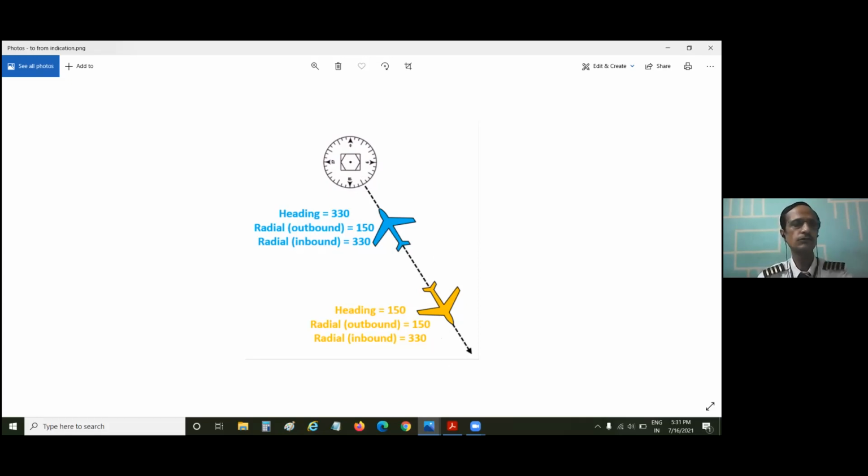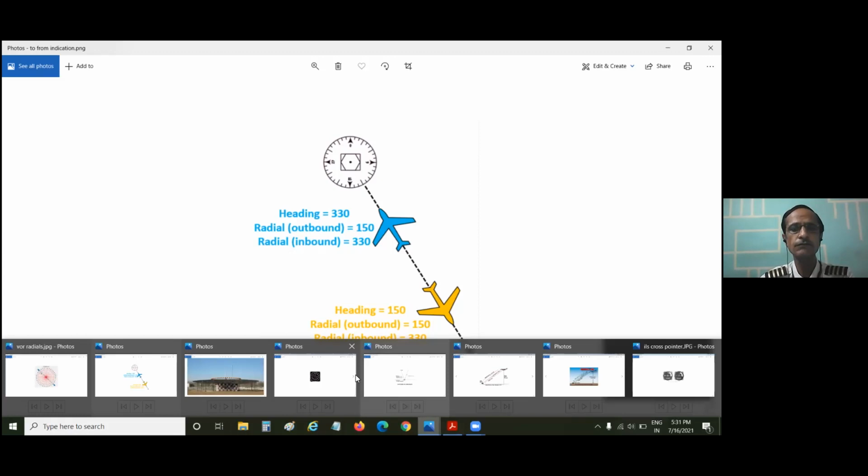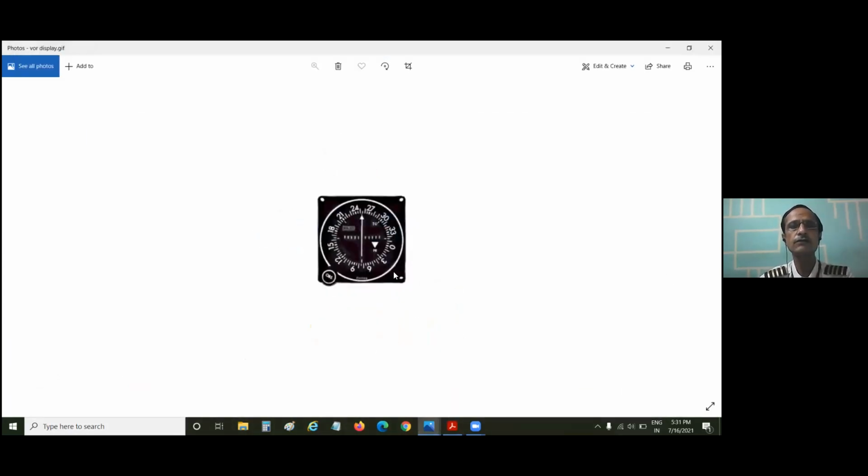I will come to one more very important thing. We talked about the whole scene which is outside, in the VOR station. What happens in the VOR station outside? But we must also know what we have in the aircraft. In the aircraft we'll have a dial like this. You will see a pointer like this. This is also known as a cross pointer.